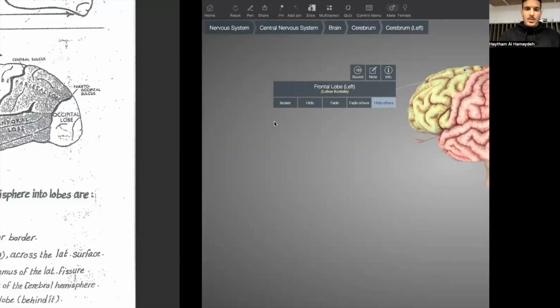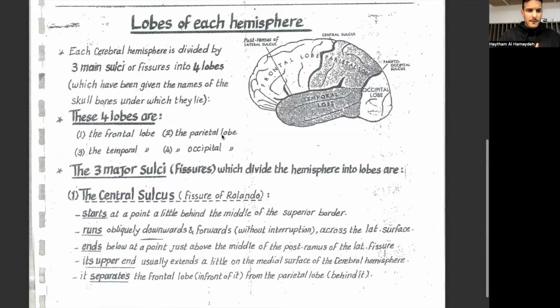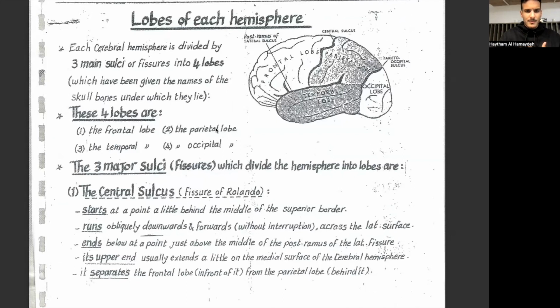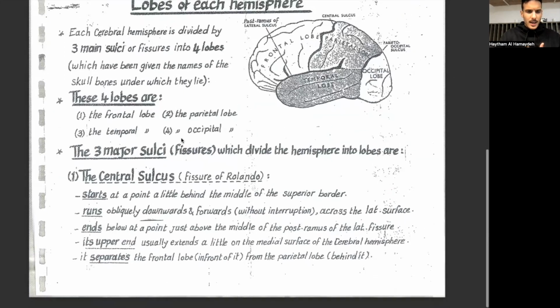All right, so let's dive into those. You have 4 lobes: frontal, parietal, temporal, and occipital. And the sulci that are the main important ones are seen here. So you have the central sulcus, okay, that separates the frontal lobe from the parietal lobe.